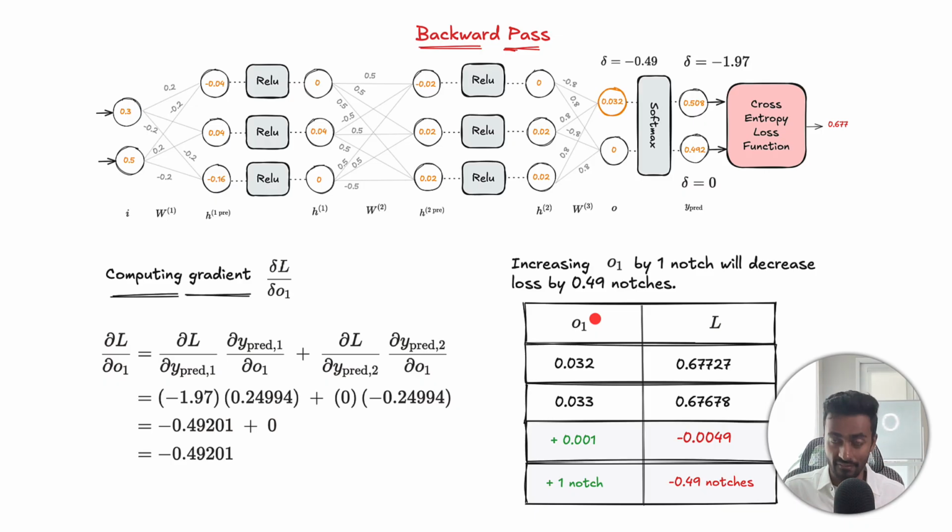And to verify if this is actually the case, you take the current O1 and the current loss, and increase O1 by a small 0.01 amount. You'll see that the computed loss decreases by 0.49 notches, which is exactly what we computed with our more abstract calculus computation. So that's good, we were able to verify it. And so we write the gradient that we just computed over here.